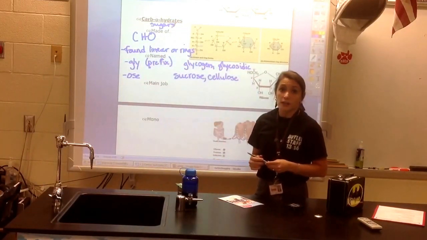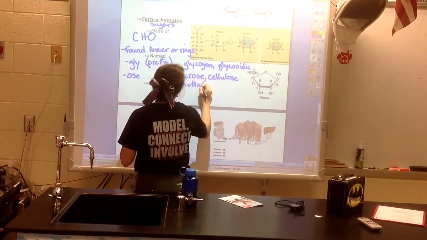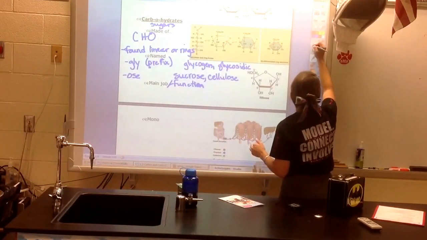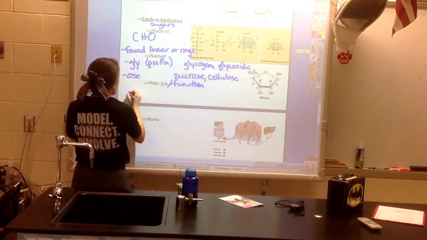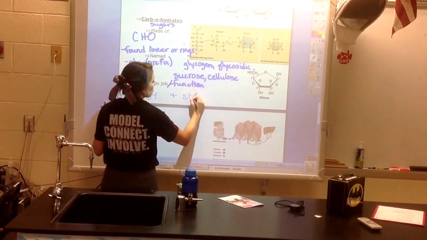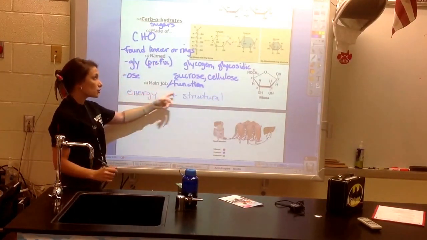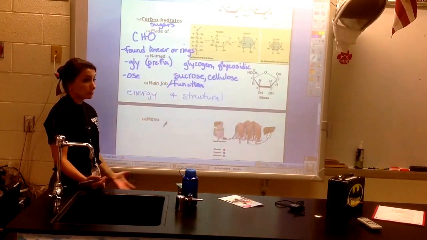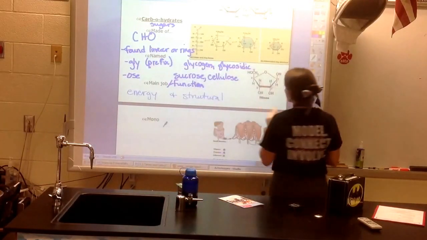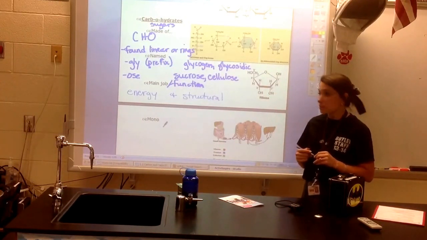The job of carbohydrates, what is the function? What it's made of is really its structure. What it does is really its function. The main functions are going to be energy and structural components. Living organisms are going to use carbohydrates both as a source of energy and to be able to build more complex structures.